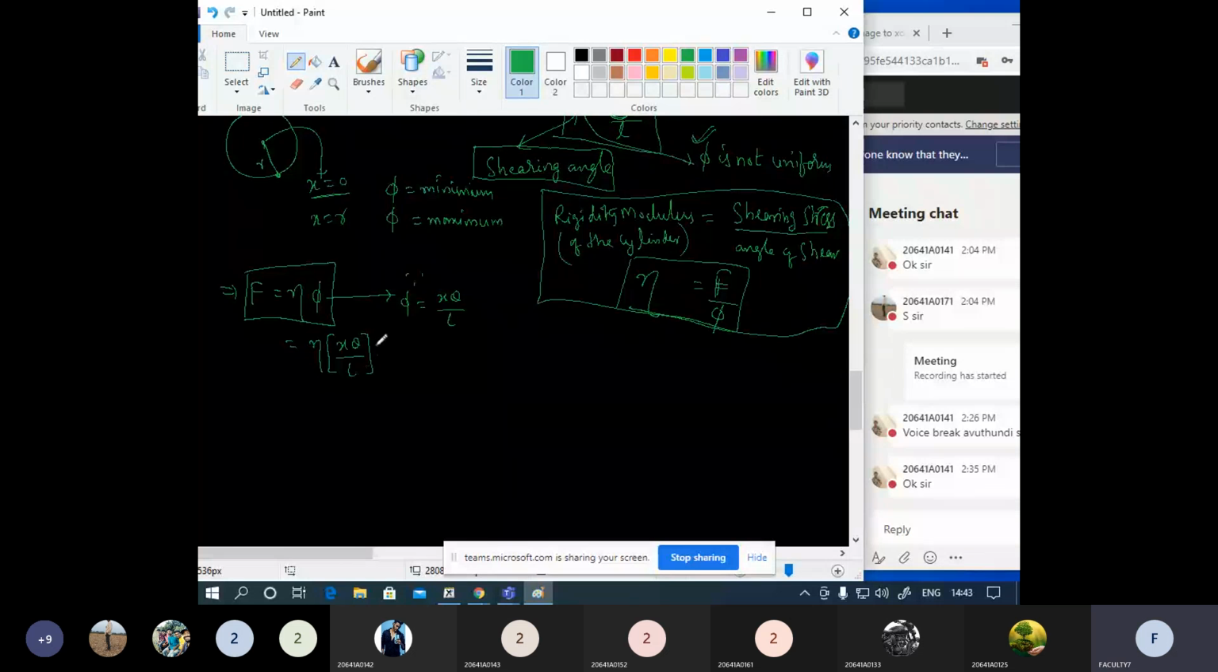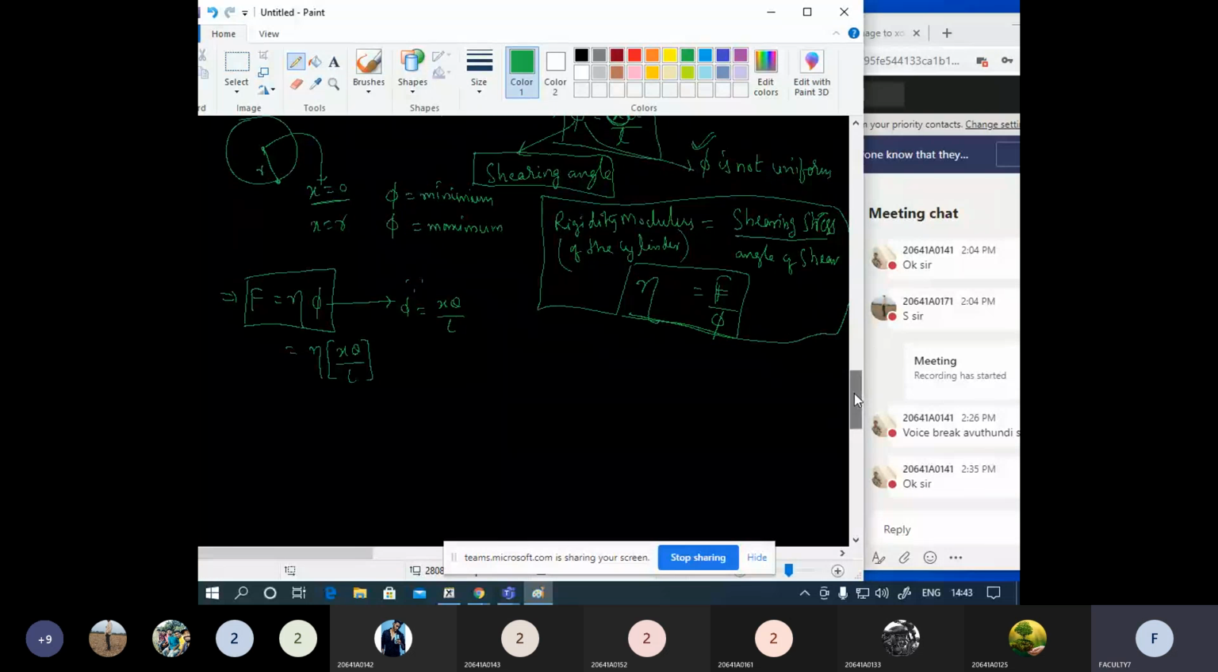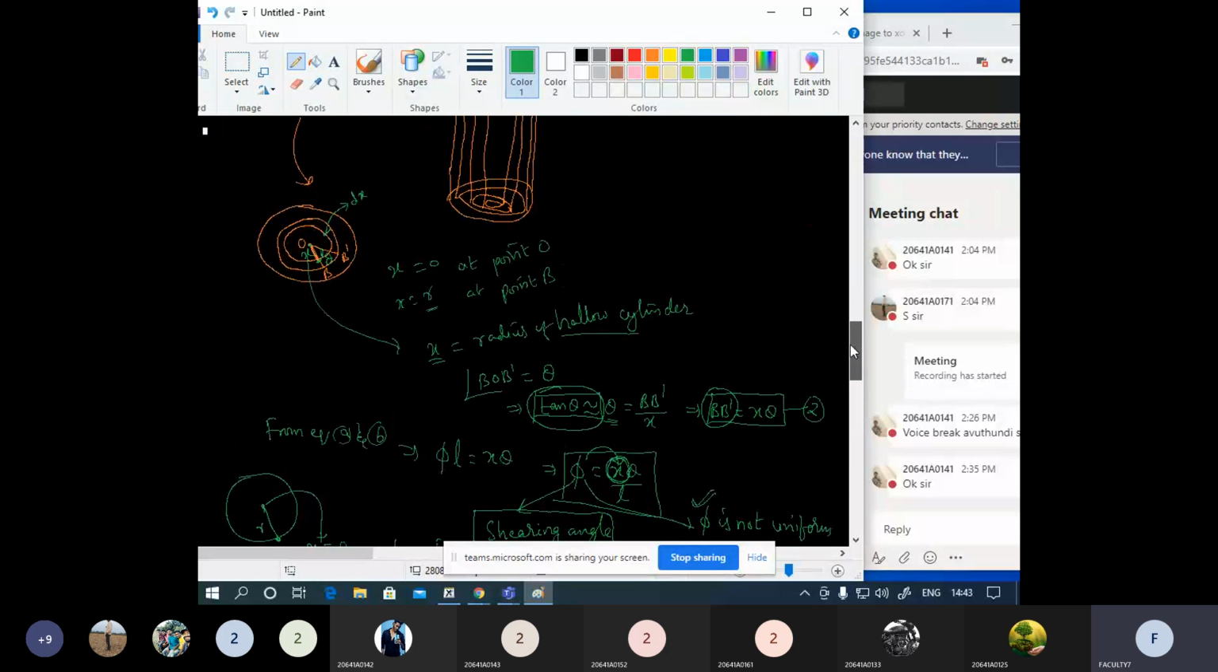Previously, what I mentioned here, there is no area and it was considered as a unit. Now let us consider the area. How are you going to consider it? Previously you were considering a hollow cylinder, so you need to consider the area of this hollow cylinder.